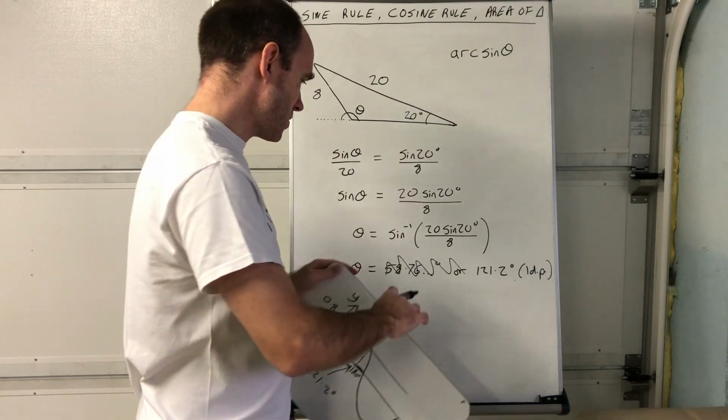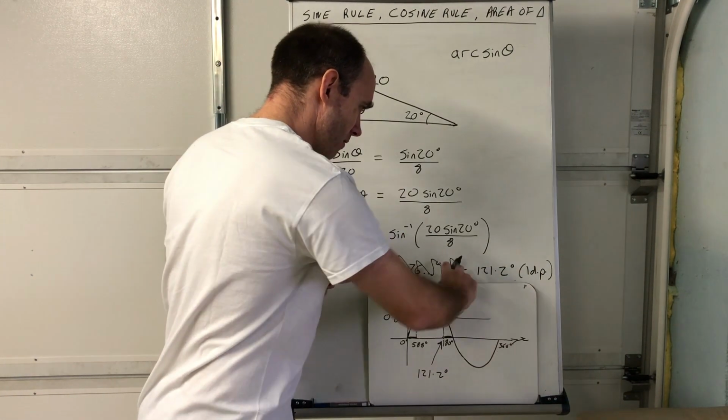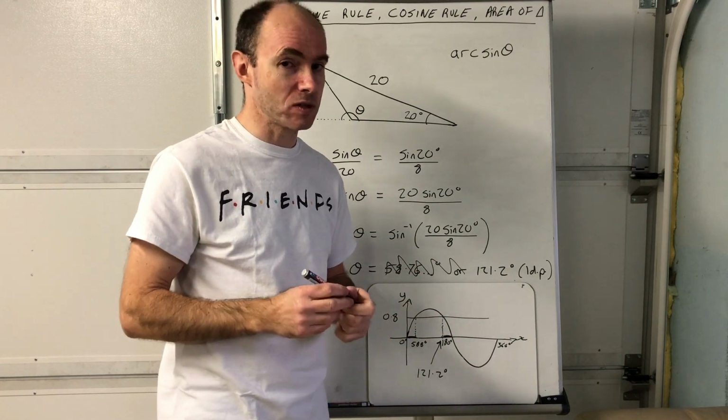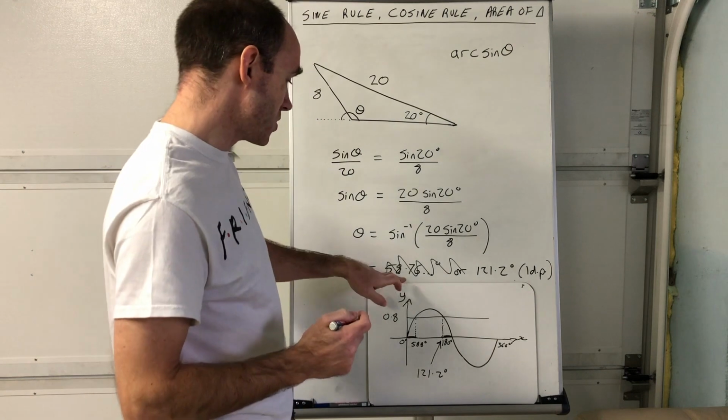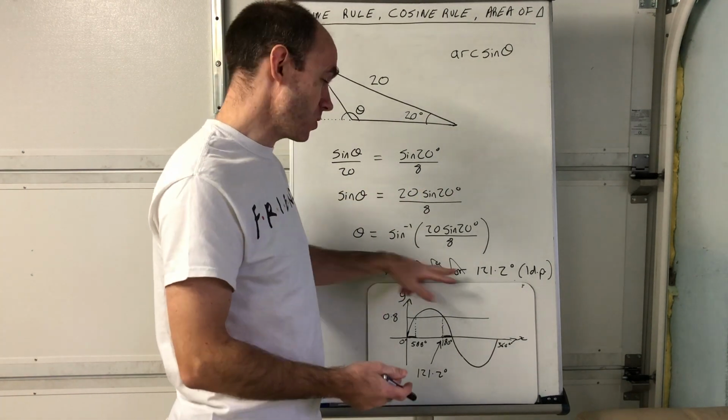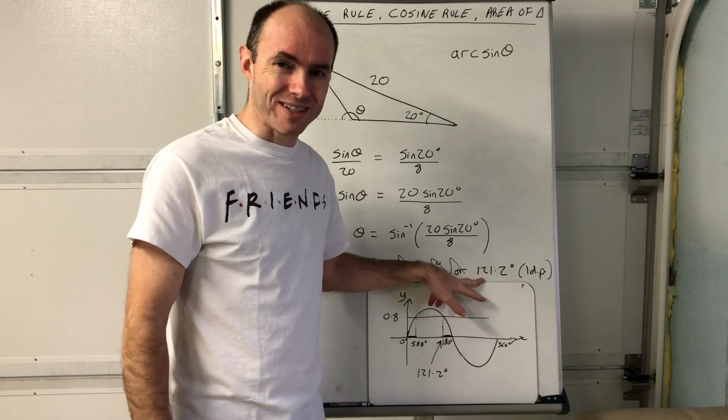In short, what you've got to do is just look out for when you need to find an obtuse angle when you're using the sine rule. The first answer you get is not the one you want. Just subtract it from 180 degrees and then you'll get the angle that is required.